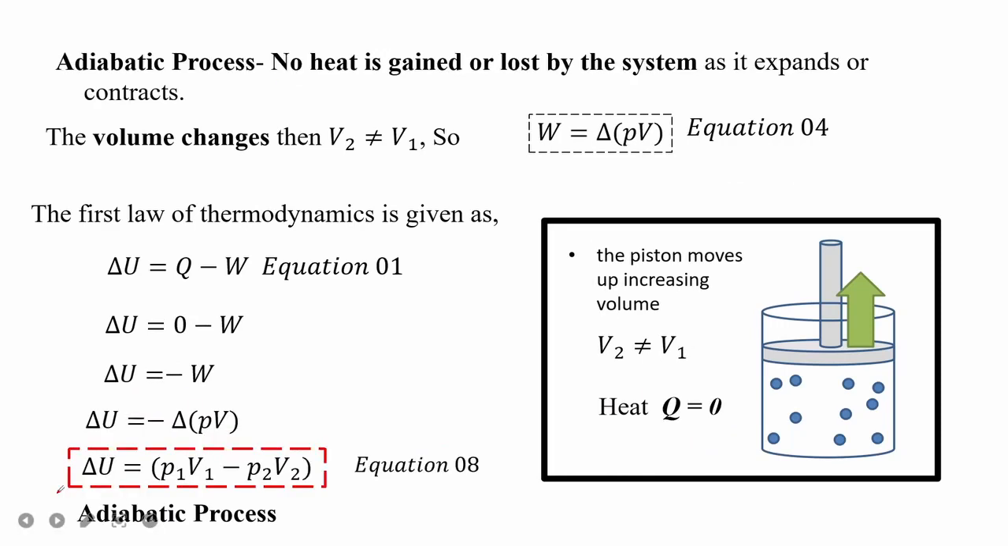Here we have an adiabatic process where no heat is gained or lost by the system, or in other words, heat is equal to 0. The work is given as shown in equation 4. We see that the work is equal to the change of pressure and volume. Later we will discuss the details further, the nature of work in these processes. Continuing, we see that the first law is reduced to equation 8 for an adiabatic process where no heat is gained or lost.